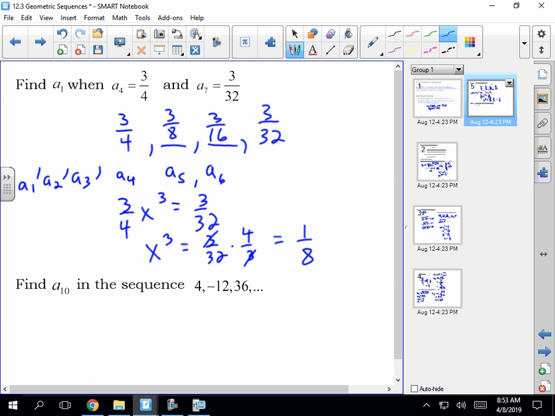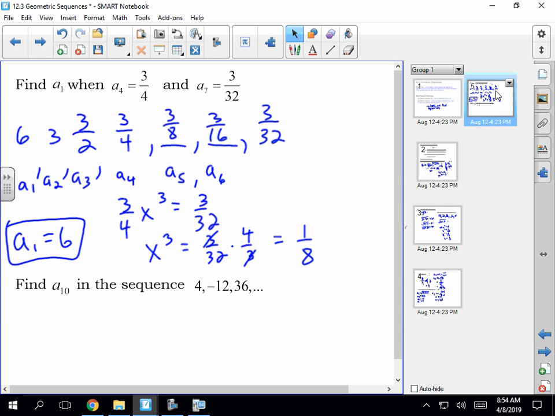So going back the other way, what's a sub 3 going to be? 3 halves. Okay. Keep going. What's a sub 2 going to be? 3. And then a sub 1 is 6. So now we have everything we need to find, well, we found a sub 1 already. That's all we needed. So a sub 1 equals 6. That's one way to do it. Probably other ways you could think of to do it.